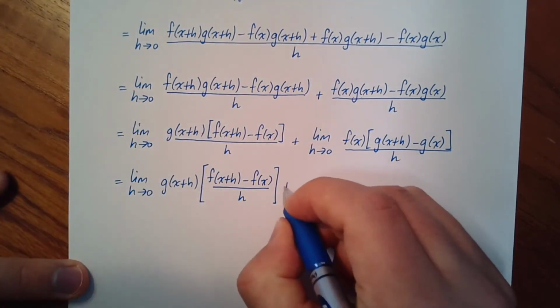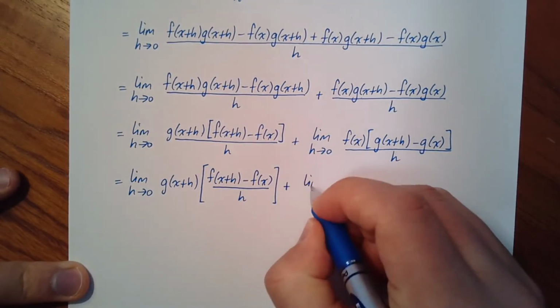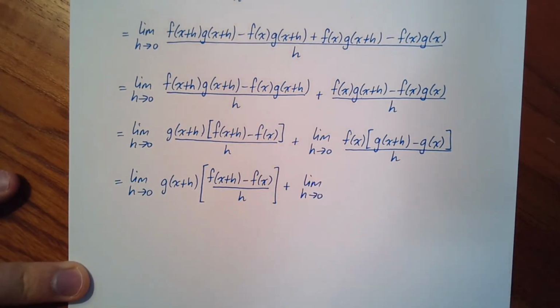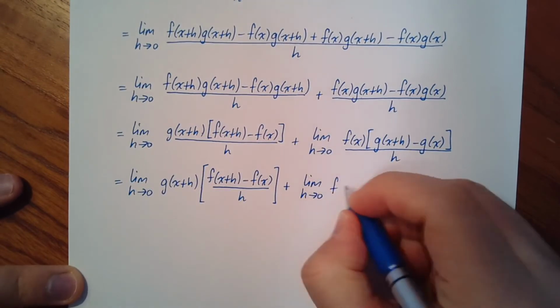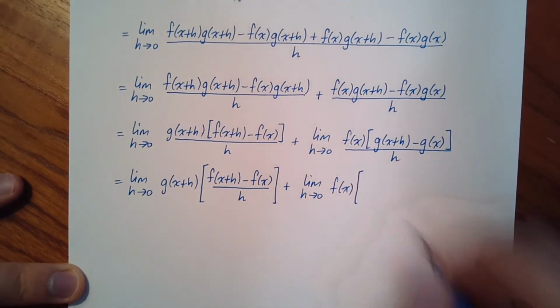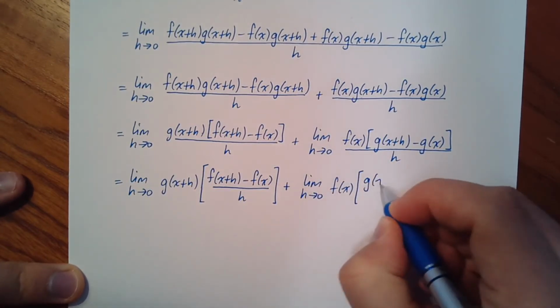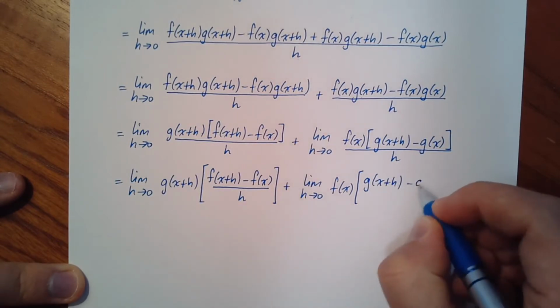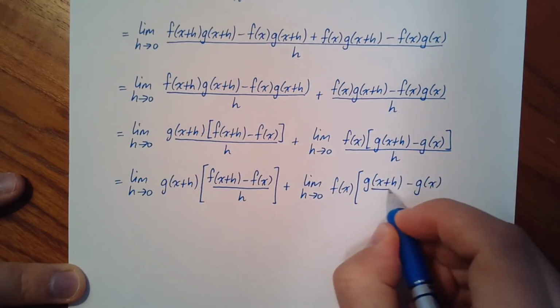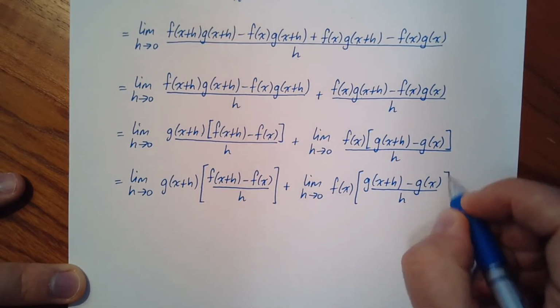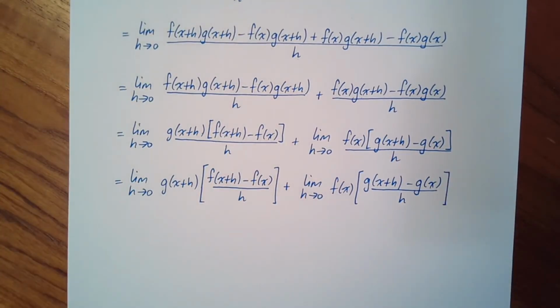And then the next one, I'll have the limit as h goes to 0. So I'll pull the f of x out of the fraction, and I'll have g of x plus h minus g of x all over h. Okay, we're almost done. We need to do one more key step and then we're done.